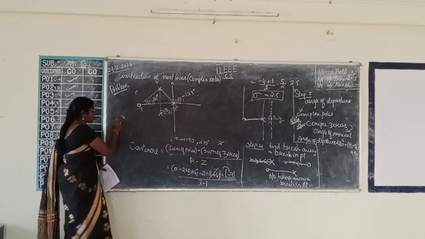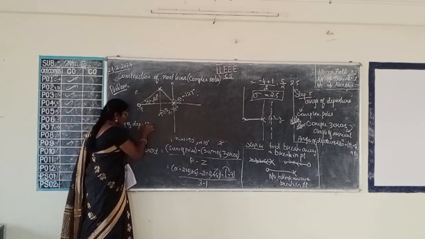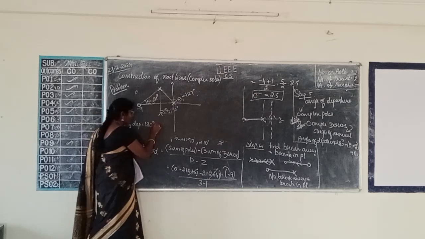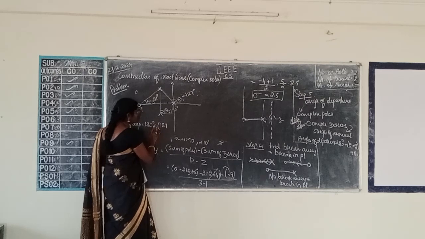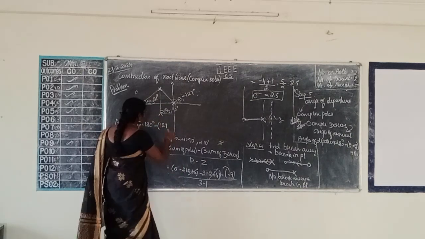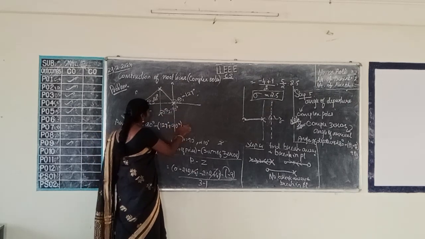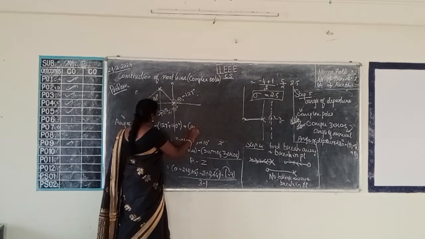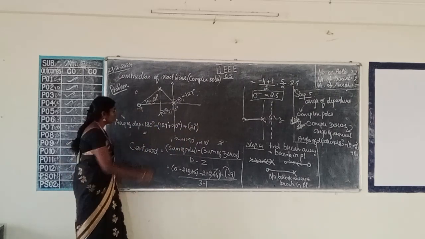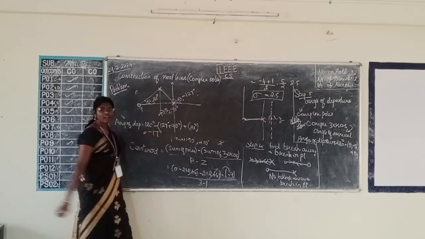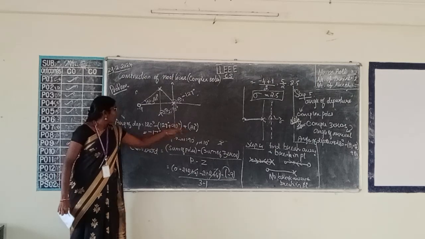Then you have to substitute in the angle of departure formula: 180 degree minus 127 degree plus theta 2, 90 degree, plus theta 3, 21 degree. When you do this calculation, you will achieve minus 17 degree.